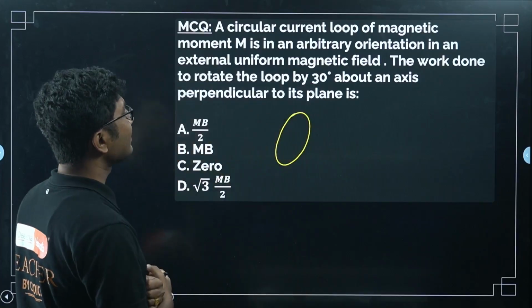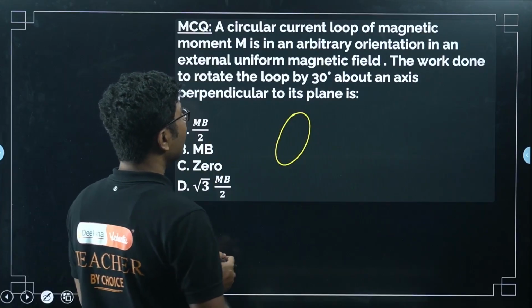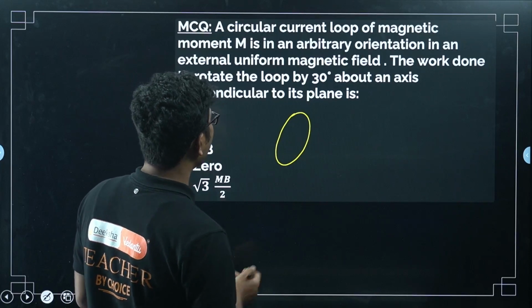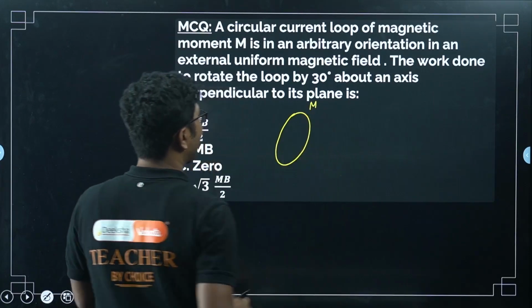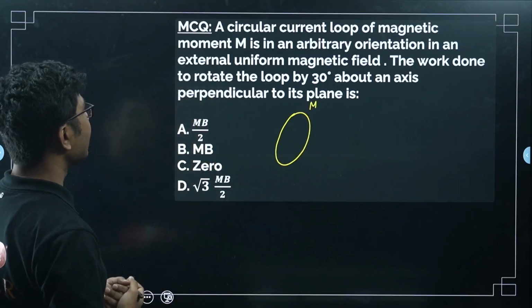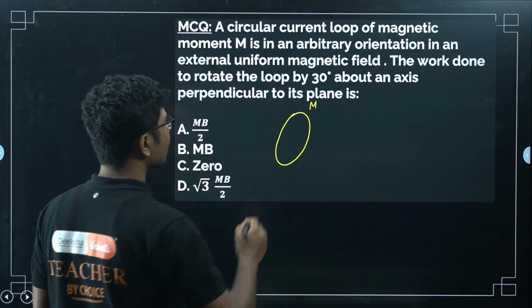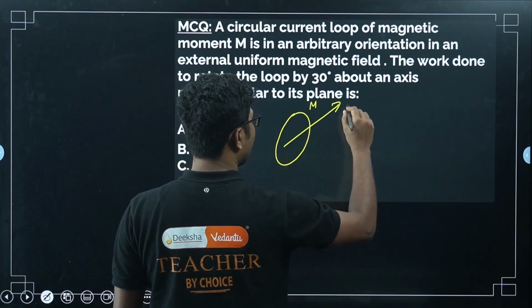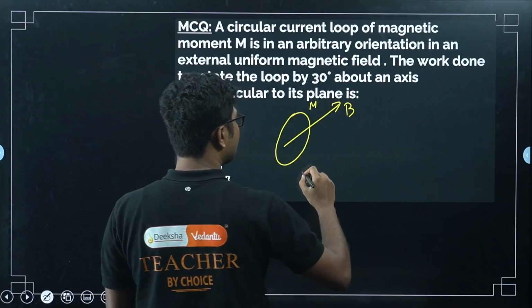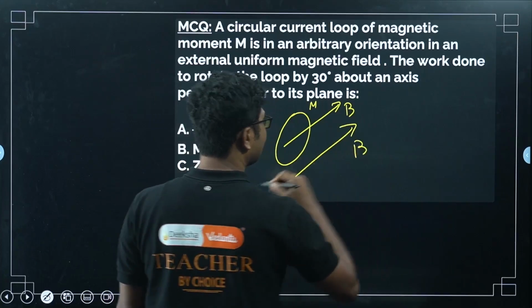Okay, now they have said that it is a circular current carrying loop of magnetic moment M. So the magnetic moment is given capital M, in an arbitrary orientation in an external uniform magnetic field. It does not matter how it is oriented; I am taking some arbitrary orientation.